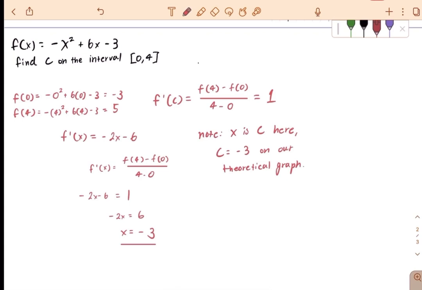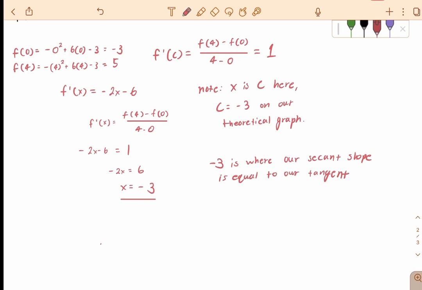And that is the basic rundown of the mean value theorem. When we apply it, we're really just trying to find out where our secant slope, that rise over run, kind of theoretical slope of the curve, is equal to the tangent slope of the curve. At what x value or values is our tangent equal to our secant?